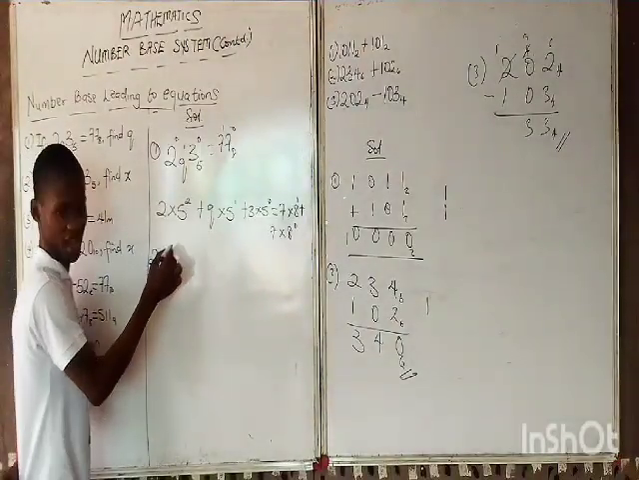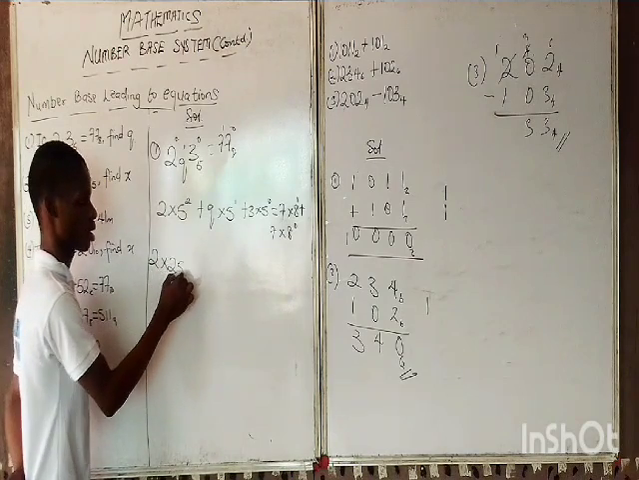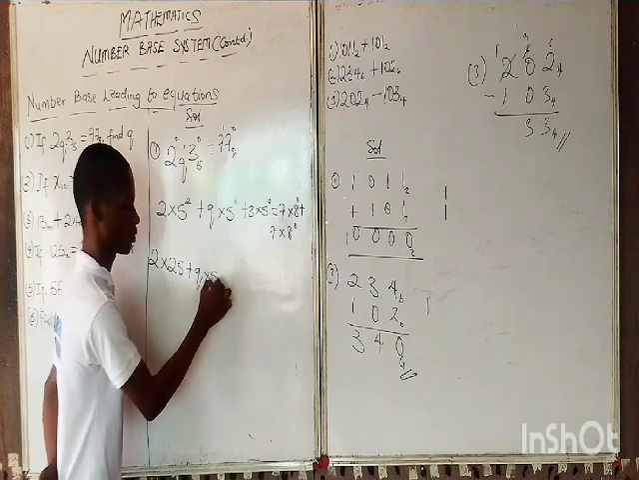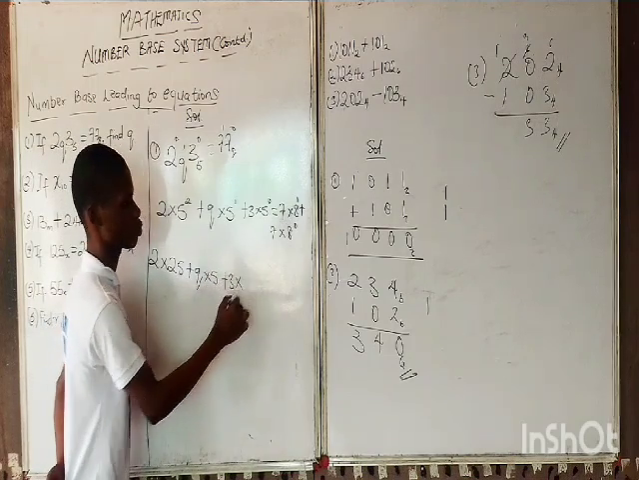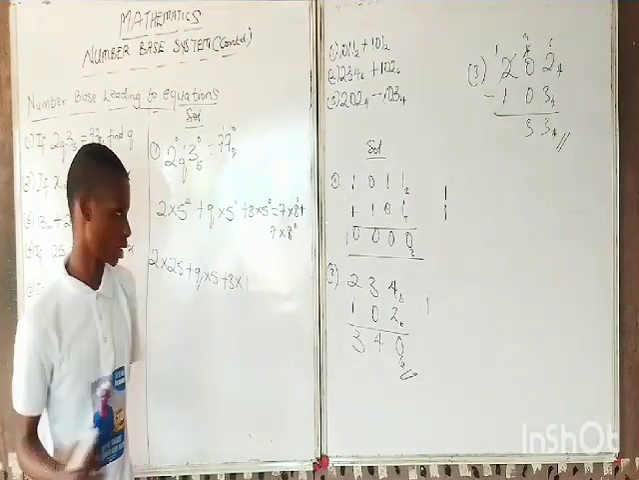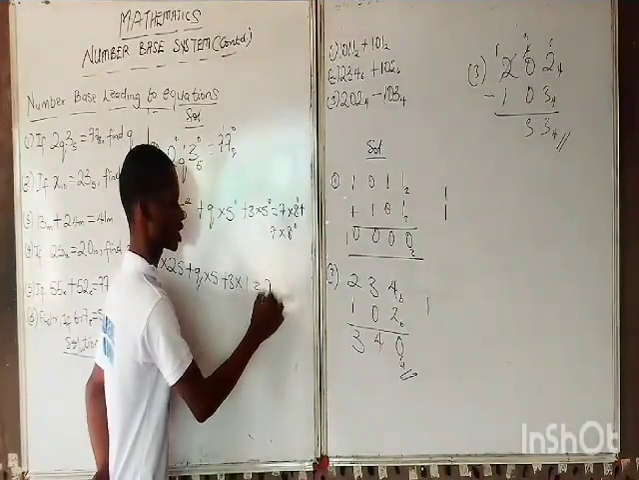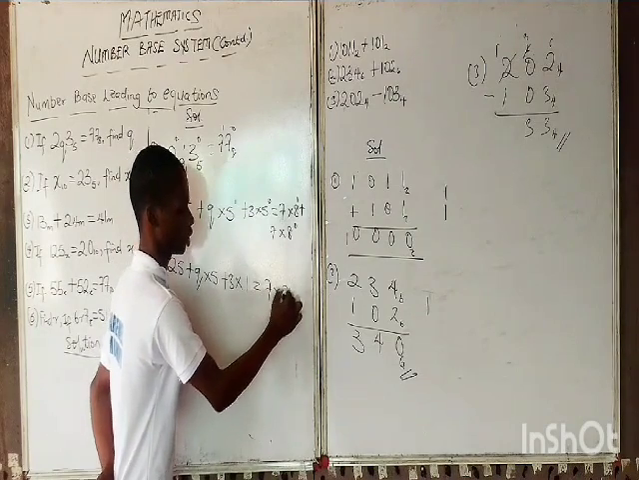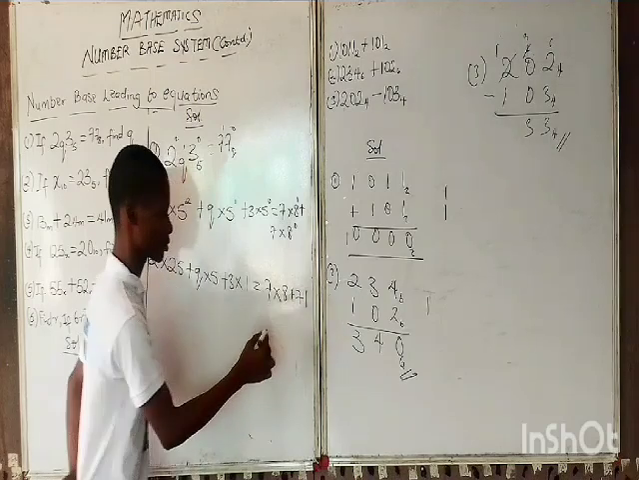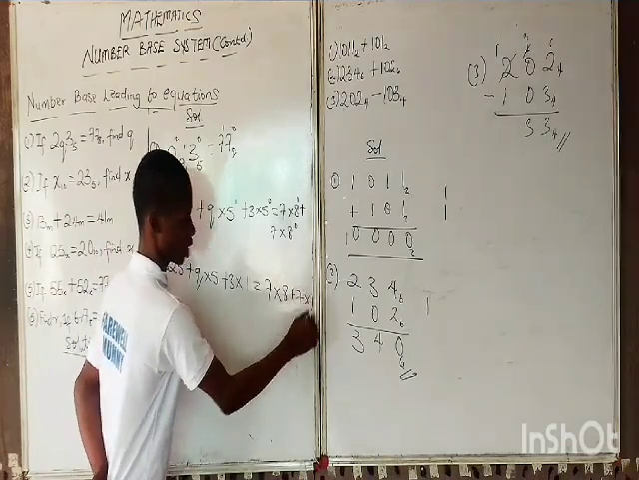2 times 5 times 5 is what? 25, right? Plus q times 5 raised to the power 1 is 5q, plus 3 times 5 raised to the power 0 is what? 1. Of course, anything raised to the power 0 is equal to 1, right? Now equals 7 times 8 raised to the power 1 is 8, plus 7 times 8 raised to the power 0 is what? 1, right? Times 1.